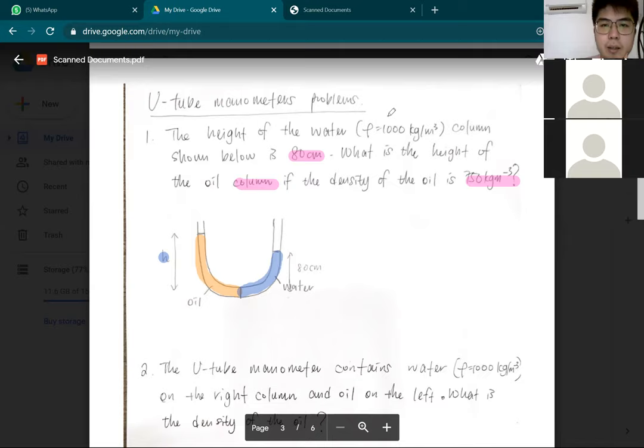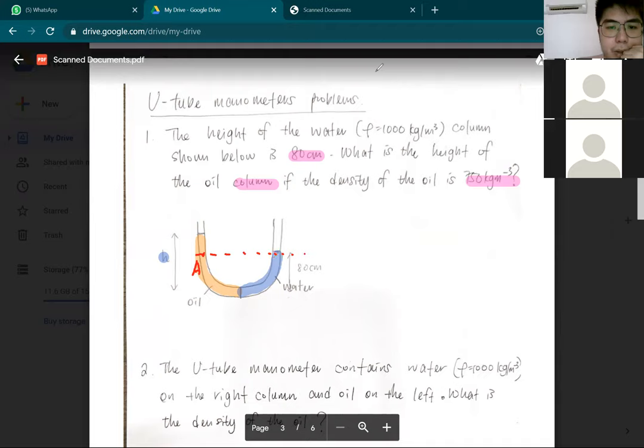Now, here is where the confusion lies. Let me ask you something. If I plot point A here, and then I draw a horizontal line, is the pressure at A the same as the pressure at B? The answer is no, not the same. Why? Because there are two different liquids underneath. You have oil and water together, so you cannot just assume the pressure at A is equal to the pressure at B. So what do we do?